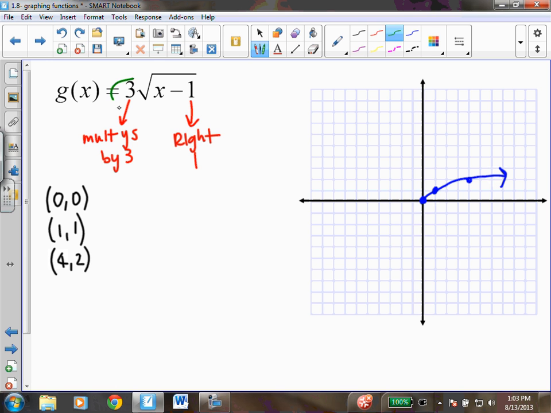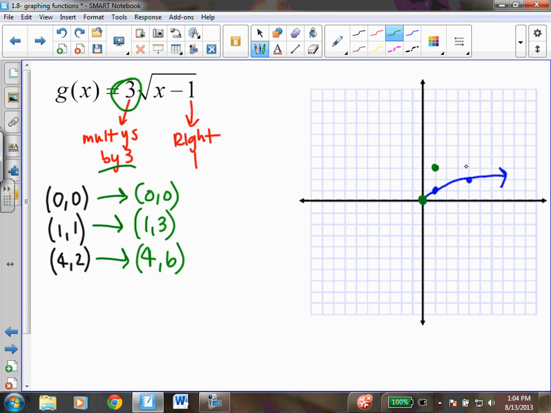So since the 3 is out front, every single y is going to get multiplied by 3. So 0, 0 stays 0, 0. 1, 1 becomes 1, 3. And 4, 2 becomes 4, 6. And I'll plot those new points on my graph. 0, 0, 1, 3, and 4, 6. So there's my stretch graph.